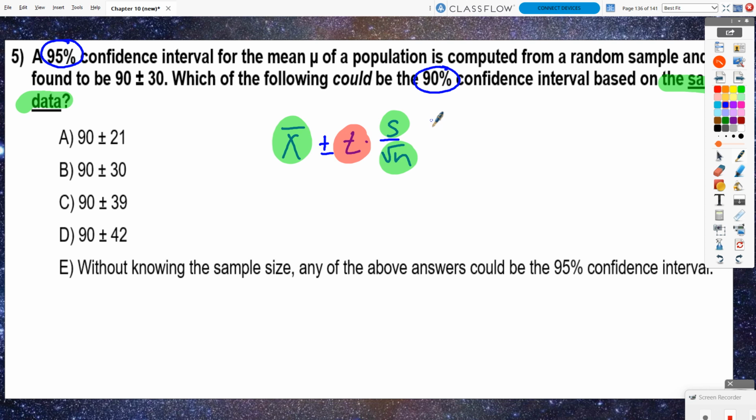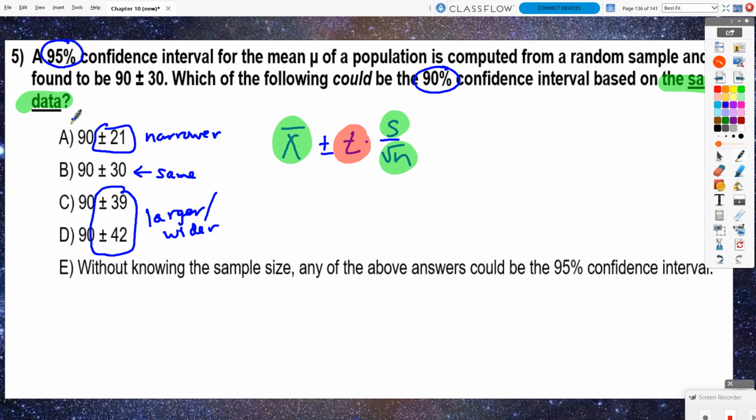If we wanted to only hit 90% of our data instead of 95% of our data, then our confidence interval will be narrower. So we need to find an interval that would produce a narrower result. And so this is the same exact one. We're really focusing on our margin of errors here. These are going to be larger, aka wider confidence intervals, and 21 is smaller than the original 30. So this is the only one that would be narrower.